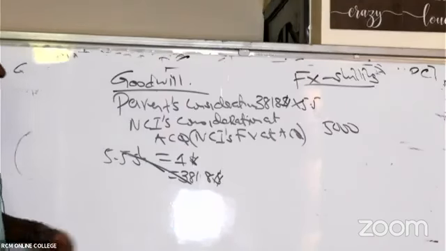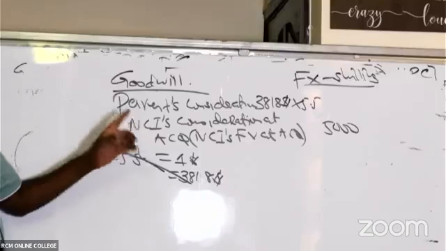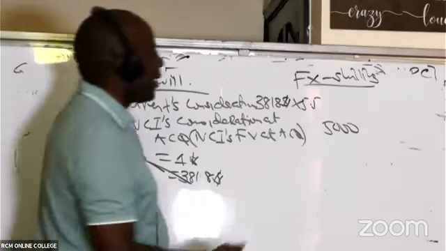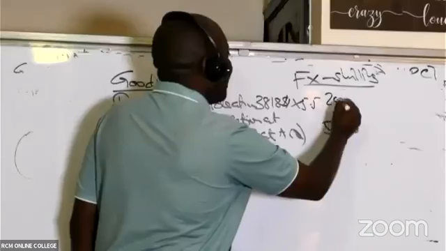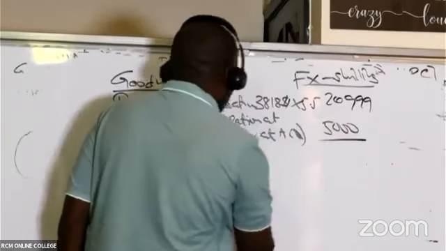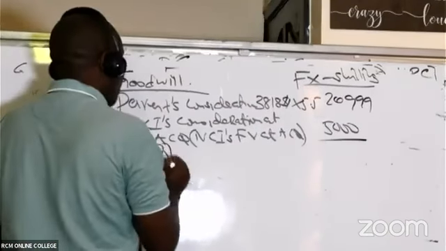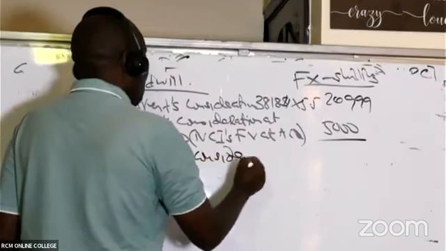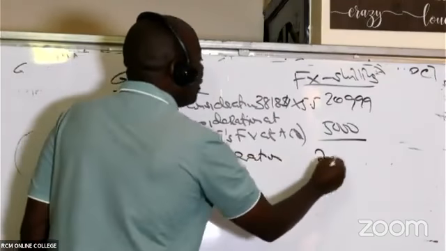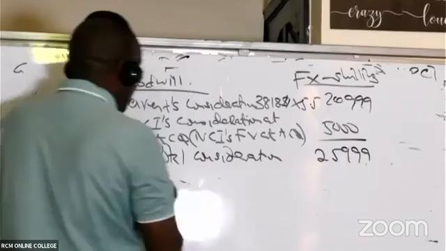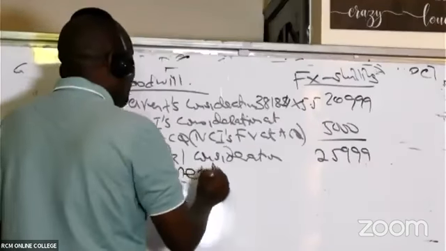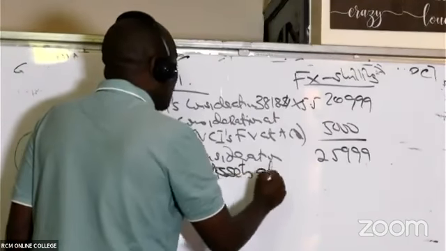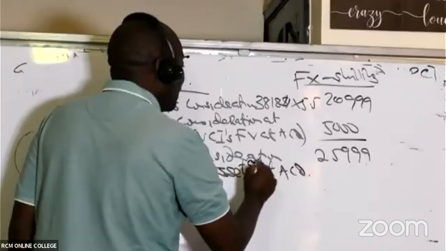So in this case, 38.18 times 5.5, what do we have? 29,999. A beautiful figure. So then what is the total consideration? 25,999. You come and less net assets. You less net assets at acquisition, the net assets of the subsidiary.